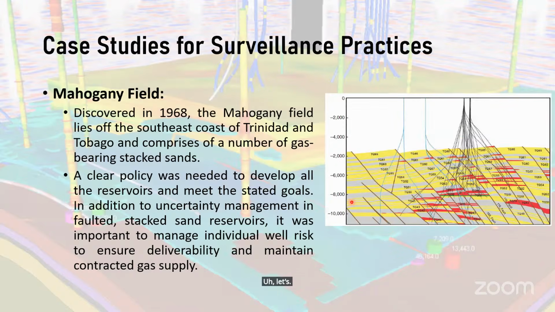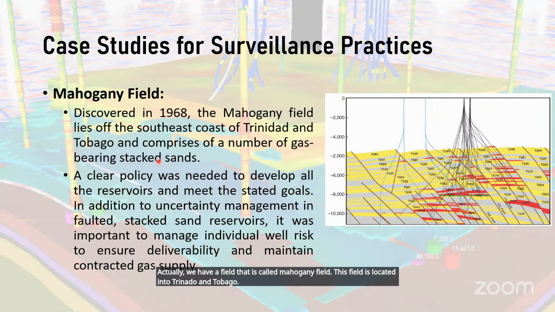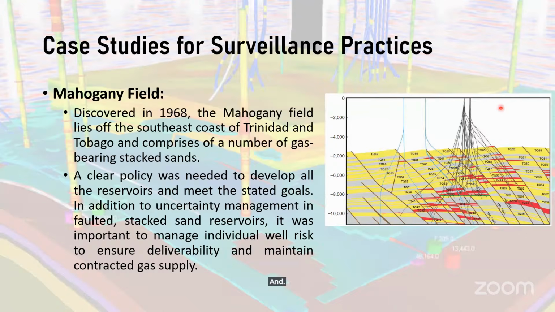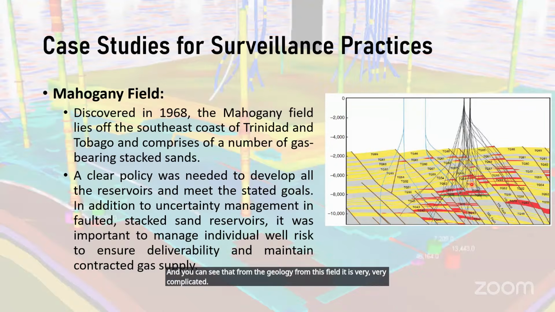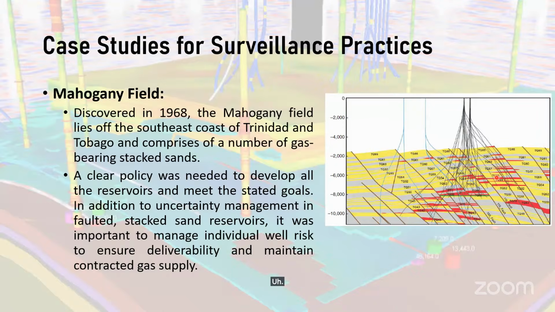Let's take a practical example for reservoir surveillance to see its importance. Actually, we have a field called Mahogany Field. This field is located in Trinidad and Tobago. Okay, it is producing gas, and you can see that the geology of this field is very, very complicated. Okay, we have different sand bodies, and for every sand body we want to produce as much as we can. Also, this field has sand production.